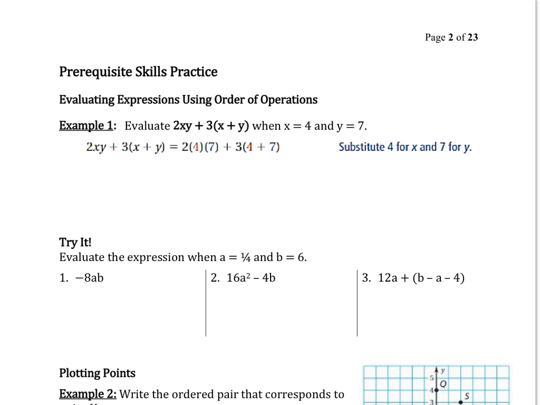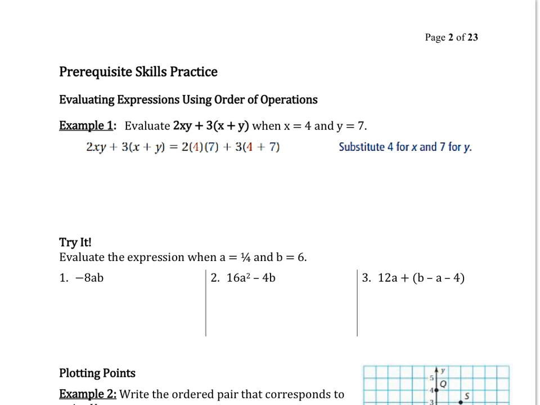And the first one is evaluating expressions using order of operations. So they give us this expression, 2xy + 3(x + y), when x equals 4 and y equals 7. Now remember, a variable is just in place of some unknown number that we don't know yet. So whenever they're giving us these values for x and y, all they want us to really do, as you can see in the little note there, is to substitute it for x and y and then simplify it all the way through. So it's already been done. The 4 and the 7 have kind of replaced our x and our y in our expression.